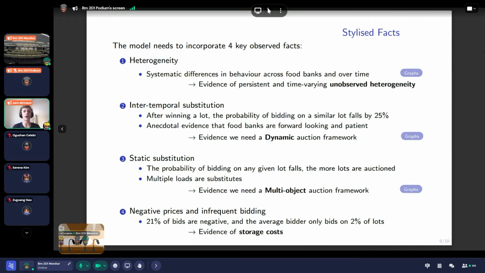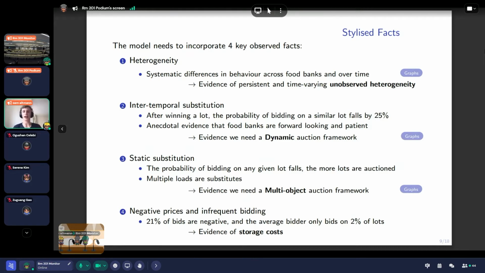Second, I have dynamics. I see a food bank win a load of cornflakes and then stop bidding on cornflakes. Third, I also have my food bank solving actually quite a complex combinatorial problem. There are 30 lots to bid on. Which subset of lots is the food bank going to bid on? And so I'm going to use a multi-object framework that will allow me to capture the trade-offs, the decisions that food banks are making here.